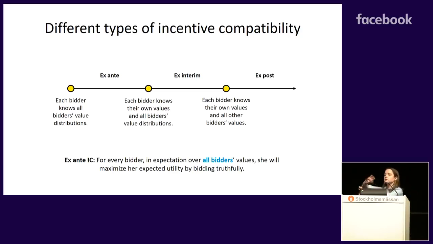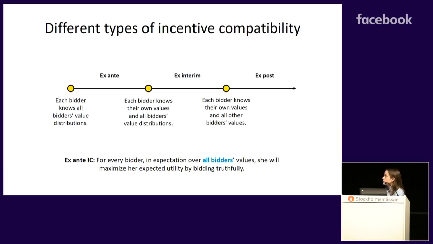So let's think about the very beginning of the whole mechanism. At the very beginning, we can assume that all buyers know the valuation distribution. We can assume that for now. But no values have yet been drawn from this distribution. And a mechanism is ex ante incentive compatible if, in expectation over all bidders' values, you're incentivized to bid truthfully.